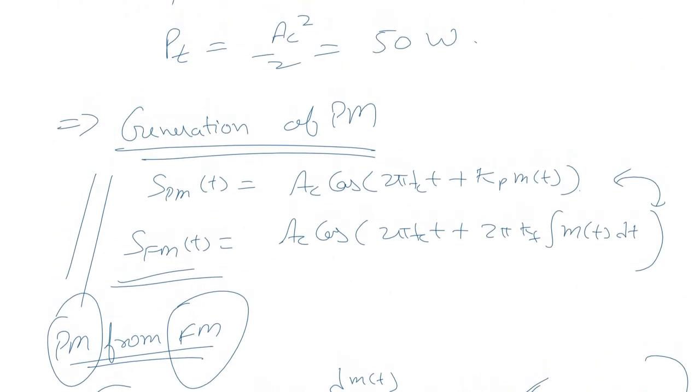Because the relationship between the two expressions is clearly seen here, that in FM signal we have the integral of the message signal. So if you take the first differentiation of the message signal and pass it through FM, that differentiation and the integral would compensate each other and will generate a phase modulated signal. So this is a widely used method for PM generation.